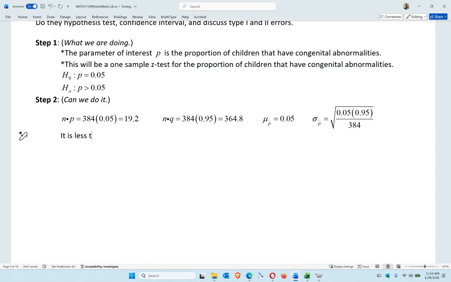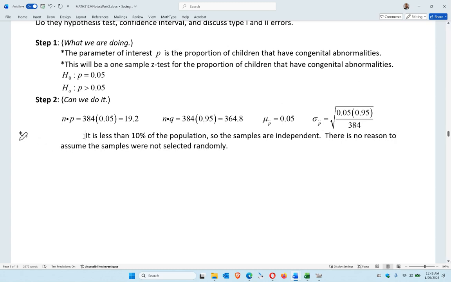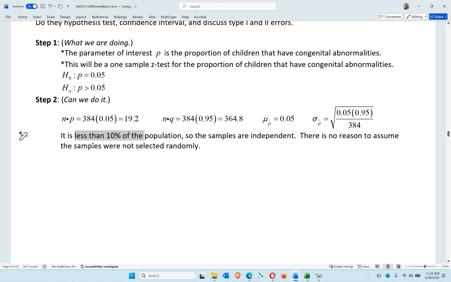It is less than 10% of the population, right? Obviously 384 is less than 10% of the population, so these samples are independent. So replacement is not really an issue because it's just a small number of the overall population. It doesn't matter. And there is no reason to assume these samples were not selected randomly. Because if either of those weren't true, you couldn't do it basically, right? So those both have to be true. They're independent, it's actually random, and then it needs to pass this, right? So that means we can do it, right?